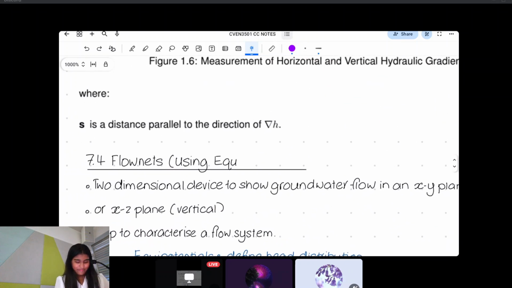Oh no, I'm missing the word equations here. Let me just really quickly add that in.